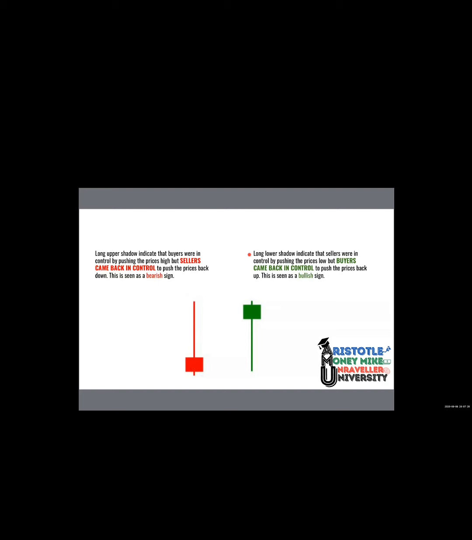And then for the long lower shadow, that indicates sellers were in control by pushing the prices low, but buyers came back in control to push the prices back up. This is seen as a bullish sign. So as you can see, this is another good psychology. It would have opened here, then it would have gone as low as here, and then it would have gone as high as here, but closed here. Does everyone understand how candlesticks are formed?